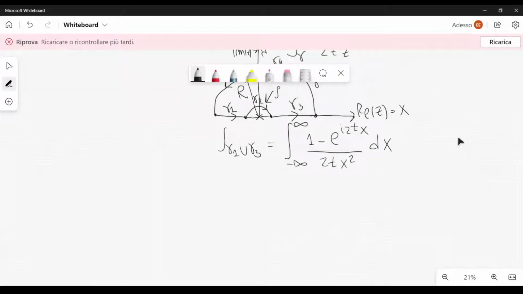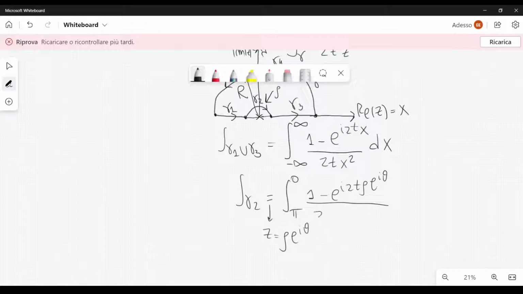Then we have to integrate over gamma 2, and the integral over gamma 2 is equal to integral from pi to 0, so we are integrating over the angular variable. So here we set z equal to rho e to the I theta. So we are parameterizing the semicircumference like this, and then I have 1 minus e to the I 2t rho e to the I theta divided by 2t rho squared e to the I 2 theta, and then I have the differential of z, which is rho I e to the I theta d theta.